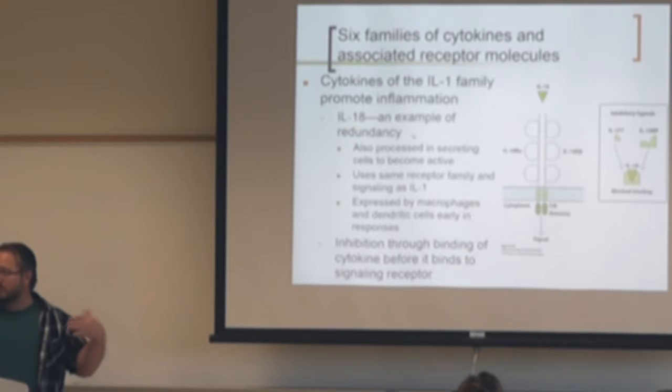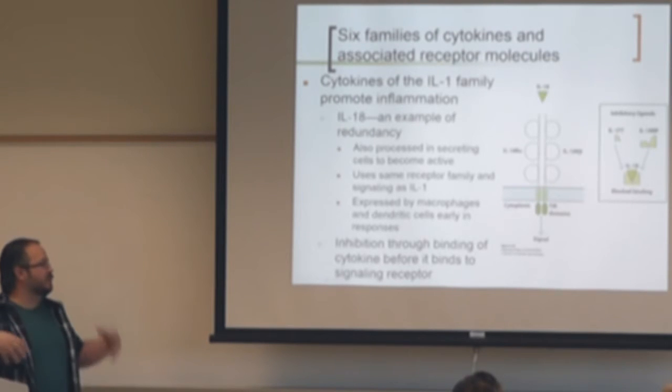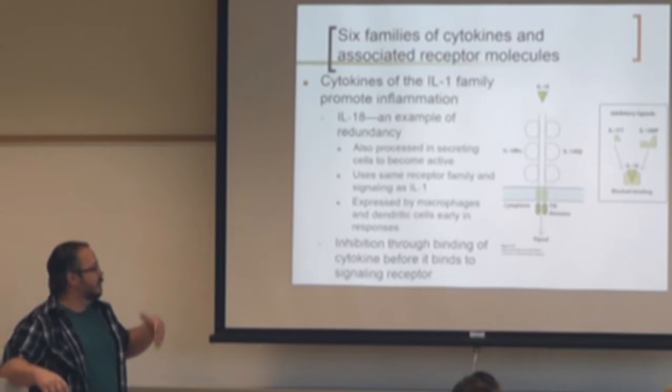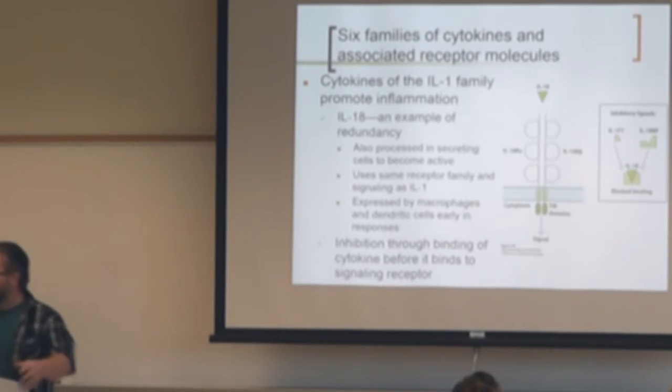IL-18 is another similar one. It's another one of these IL-1 family members, and you can inhibit it through binding of the cytokine before it binds to the receptor. So there are different ways to block it: either block the receptor itself, and these are natural events that will happen. Immune cells can secrete these antagonists or not.